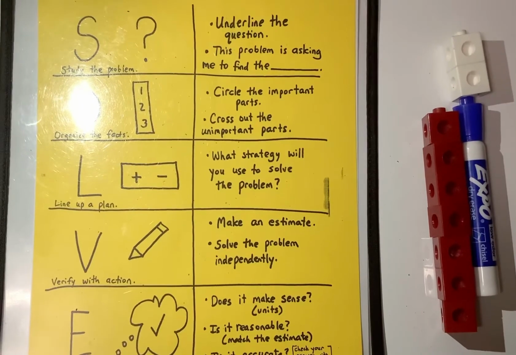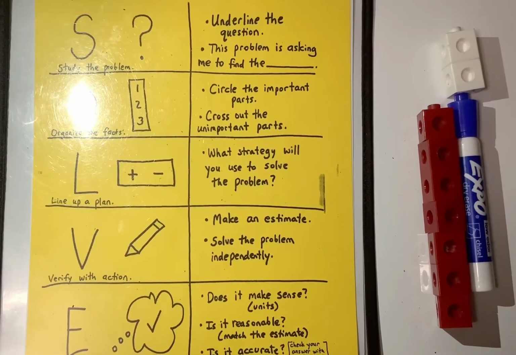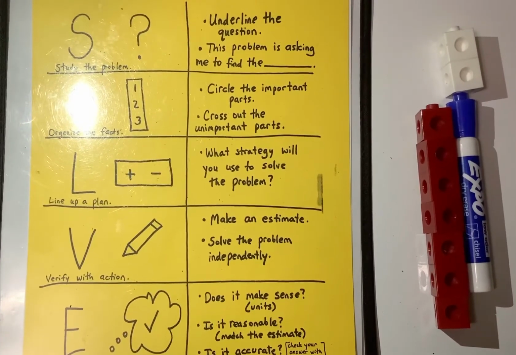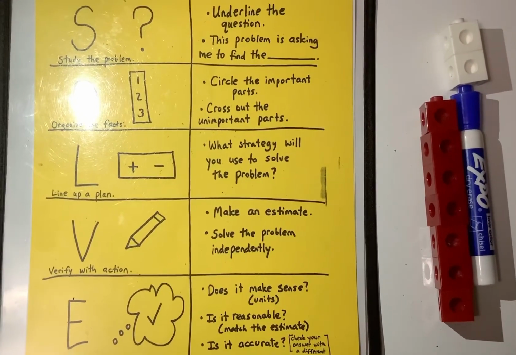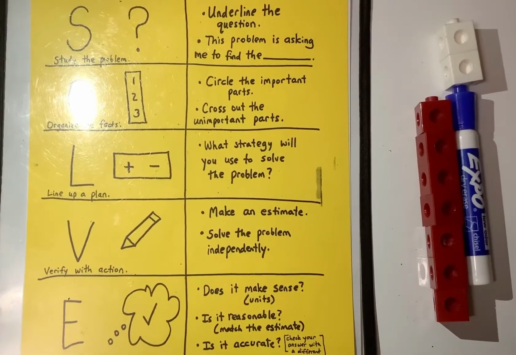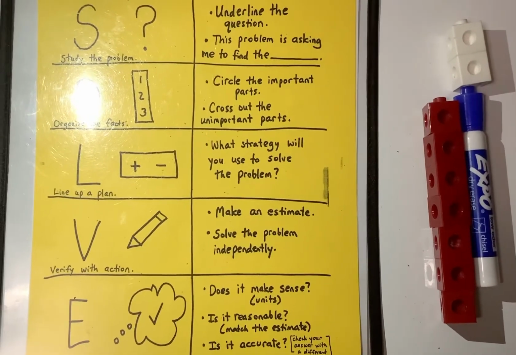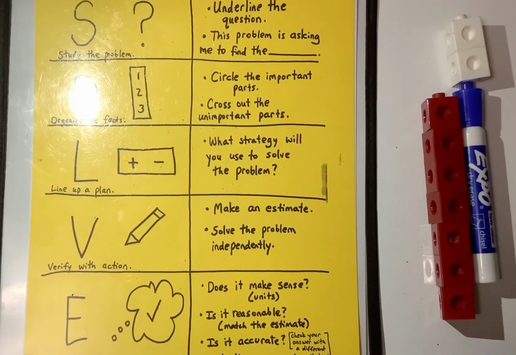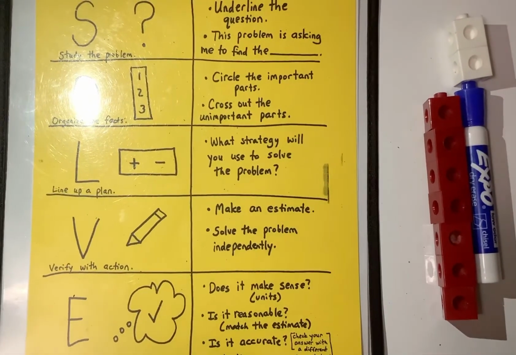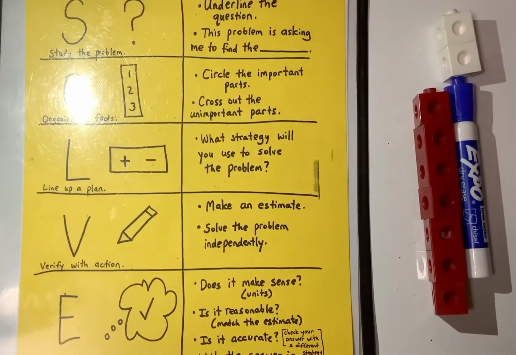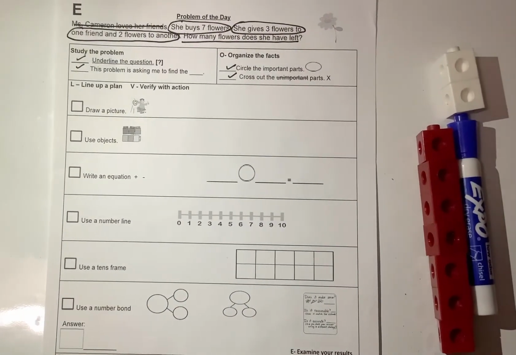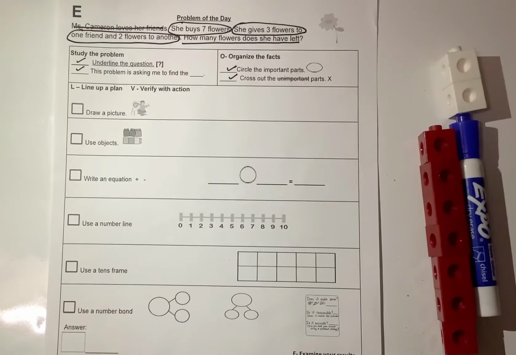So remember, boys and girls, you have to try to do the problem on your own, and now we are going to self-assess. When we attempt to solve a problem, remember to use the S.O.L.V.E method, where you underline the question, circle the important parts, line up a plan, and then try to use those strategies to find the answer. Okay, so today's problem is the letter E. Before we begin, we have to read the problem.